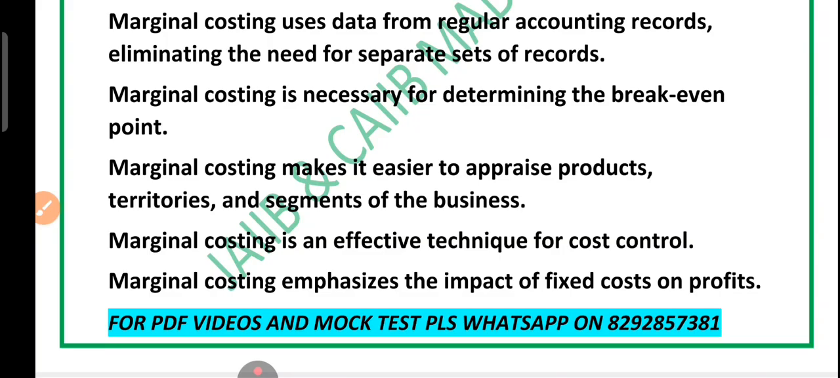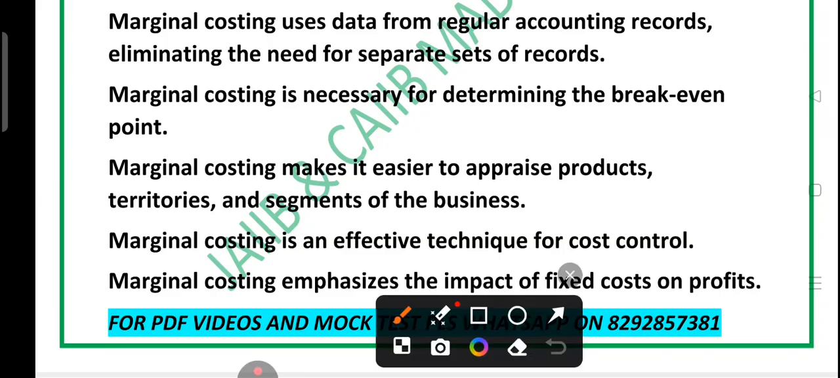It can help you determine the break-even point. Break-even point is a magic point where there is no profit, no loss. Marginal costing makes calculating this super easy. It shows you how many units you need to sell to cover your fixed cost, right?